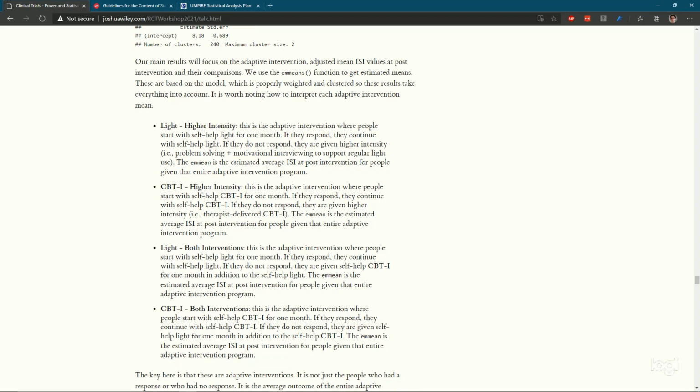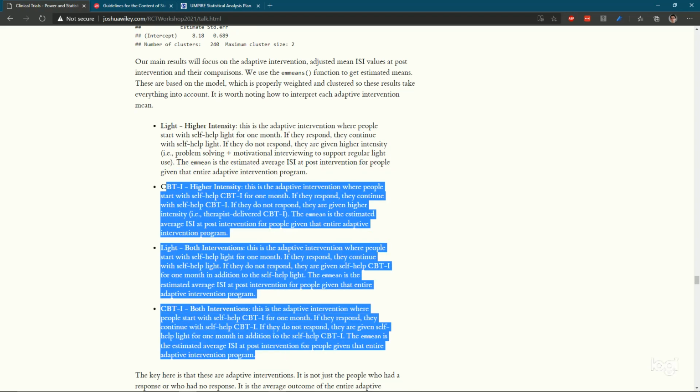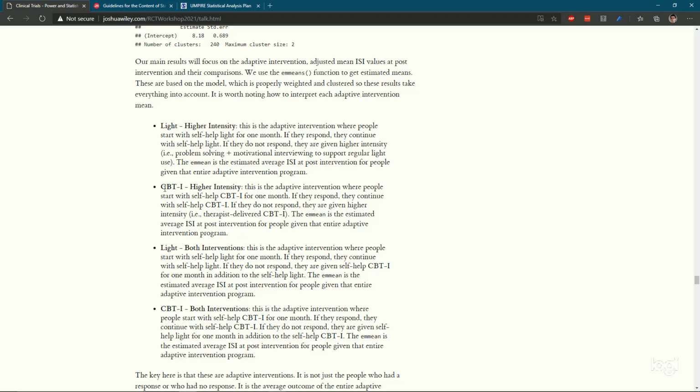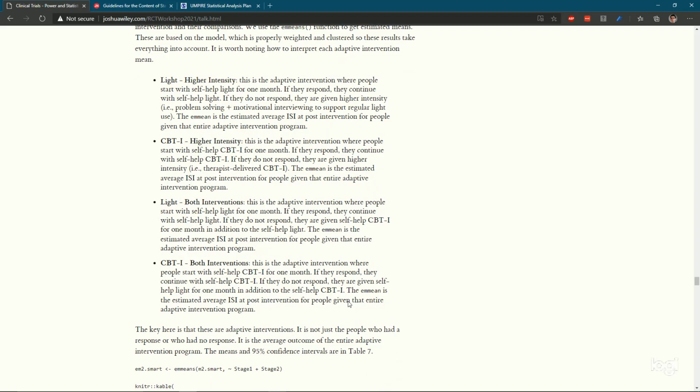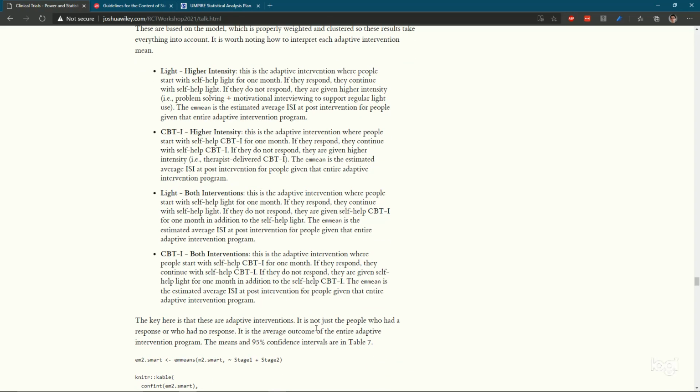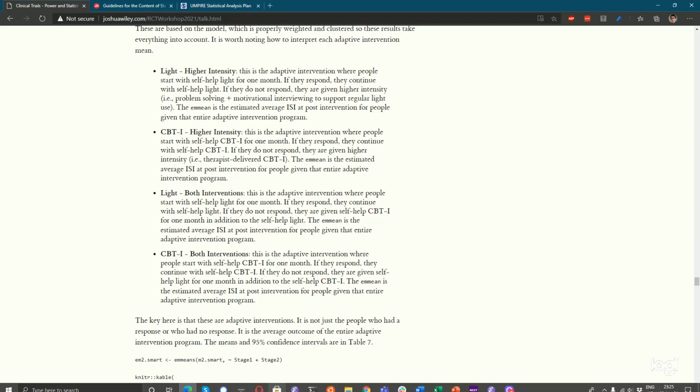And I'll let you read on your own time the rest of these, but it just walks through very explicitly what each of these different adaptive intervention programs are. But the key part is they're adaptive. It's not just people who had a response or who had no response. It's that overall stepped care package, including responders and non-responders, and what the overall average outcome is of that.